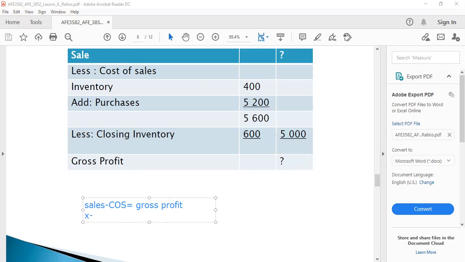You minus cost of sales, which is 5,000, then equals gross profit. Let's quickly calculate our gross profit. 5,000 times 20%. How much are we getting? 1,000. So our gross profit is 1,000. Do you understand? Now look for X. You know how to look for X.